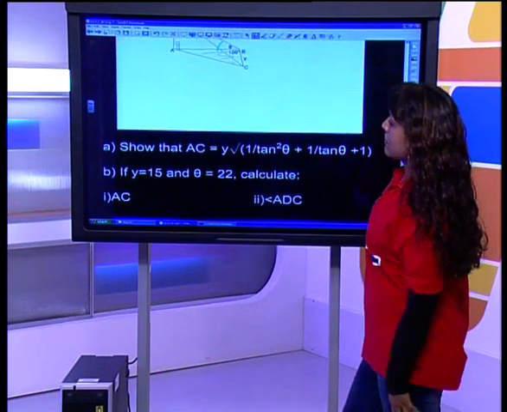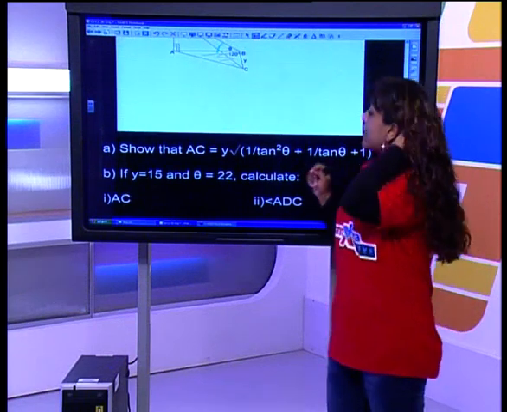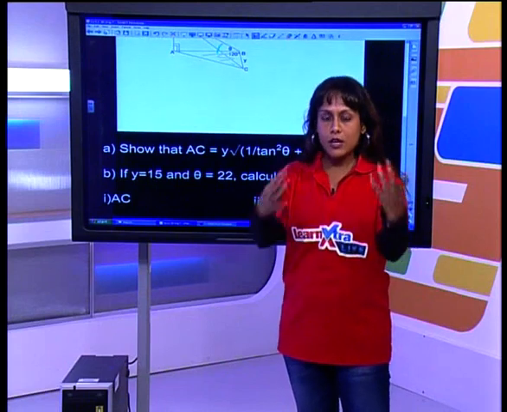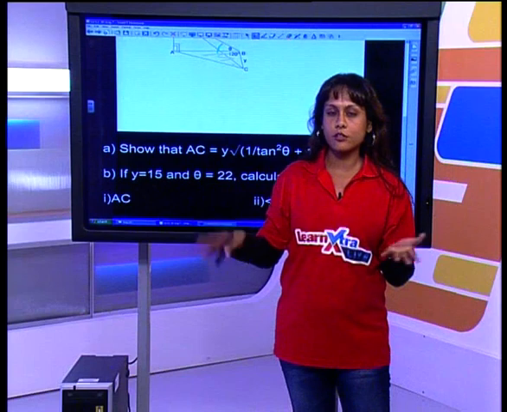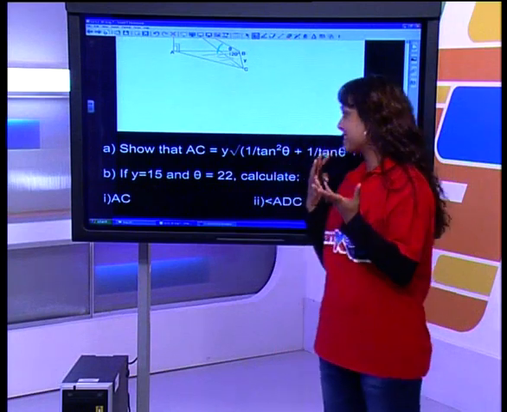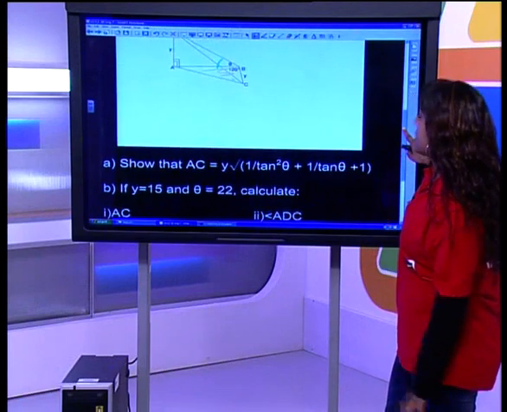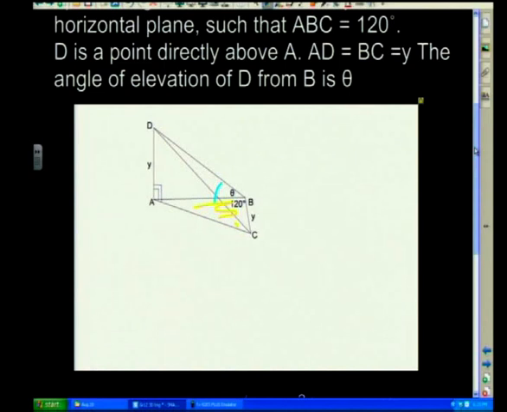Okay, so the question is asking us to find AC, and they've given us a formula. This is really a typical test situation. They'll say to you, show that AC is equal to, and they'll give you some expression that usually looks very strange, and you think, oh my word, how on earth am I going to get tans and thetas? And theta is in a completely different triangle to where AC is. But don't let all of that get you confused, okay?